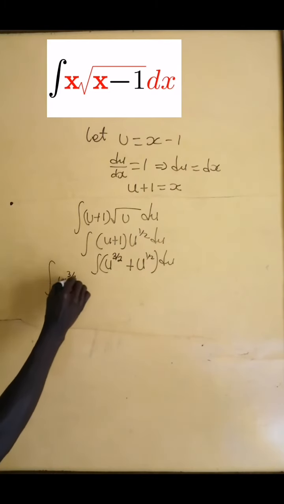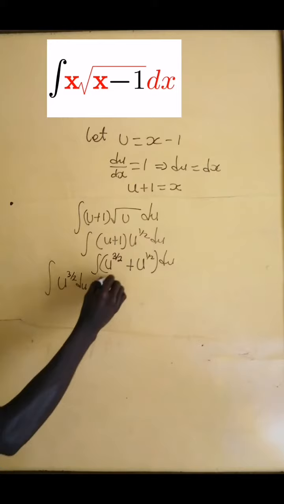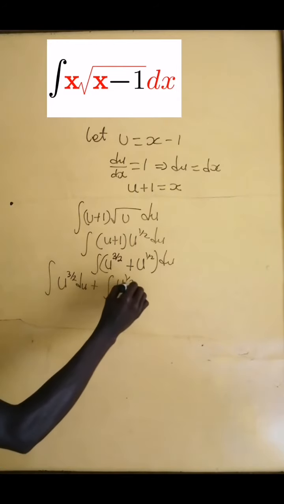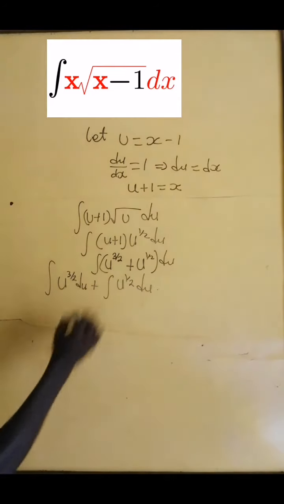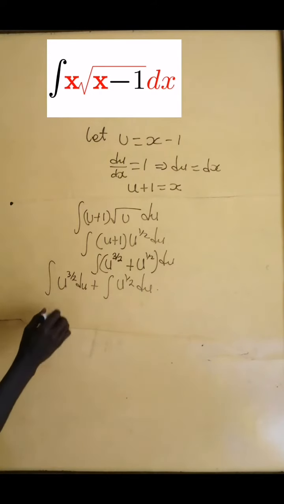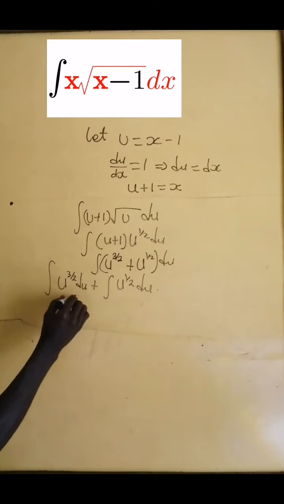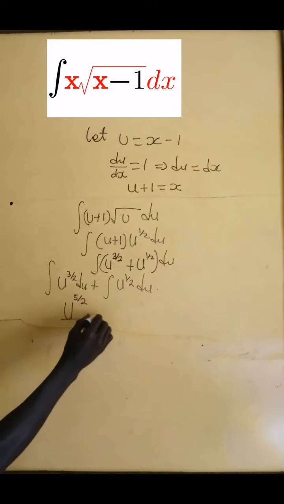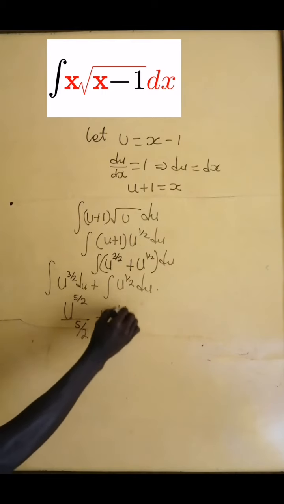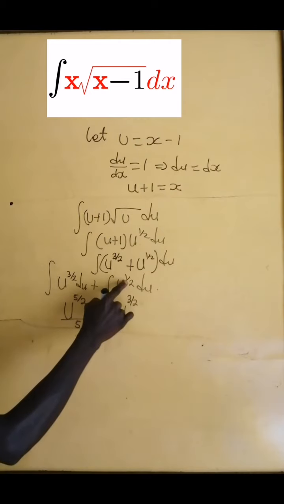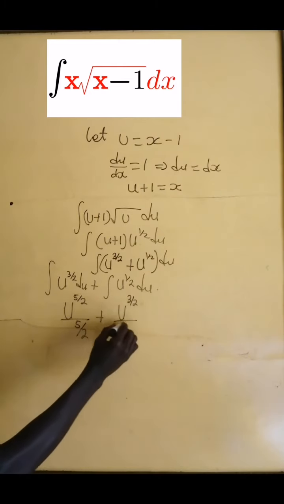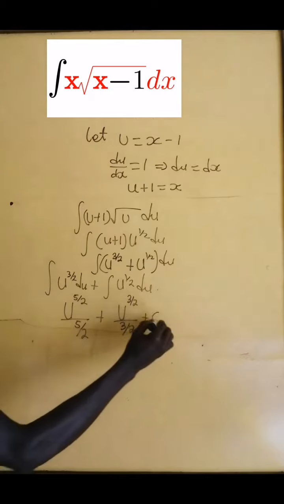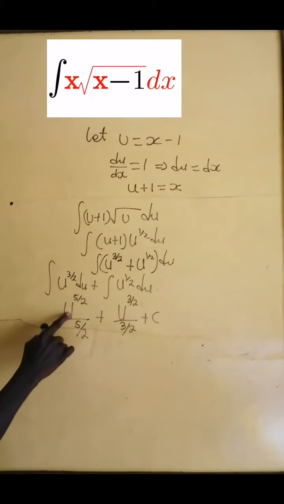So we have the integral of u to the power 3 on 2 du plus the integral of u to the power half du. If we integrate u to the power 3 on 2, we have u to the power 3 on 2 plus 1 is 5 on 2, all divided by 5 on 2, plus if we integrate u to the power half, we add 1 to half to get 3 on 2, and we divide it by 3 on 2, plus the integral constant c.